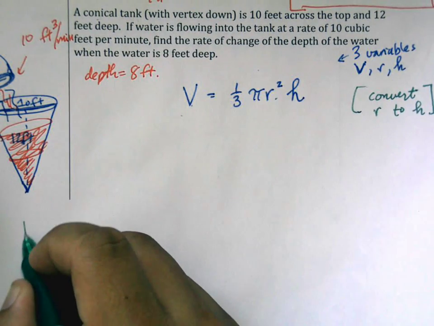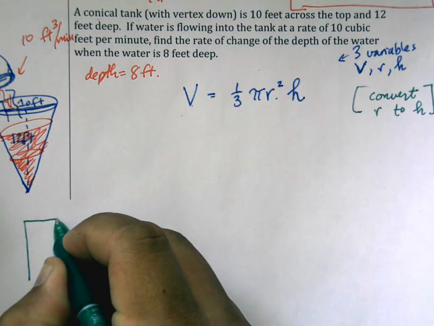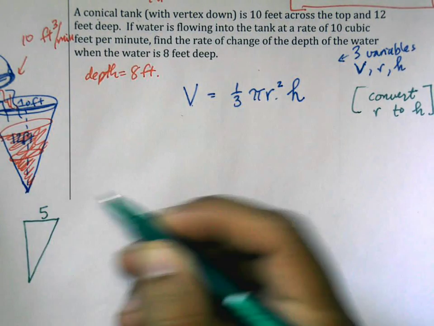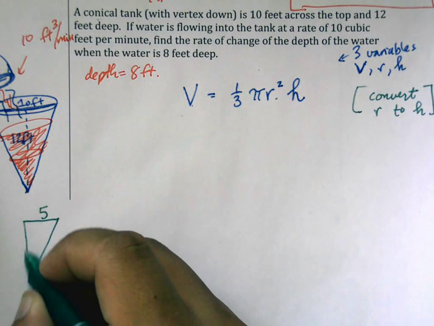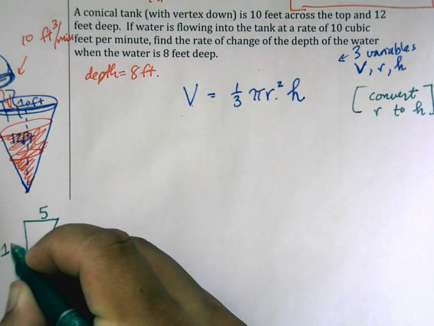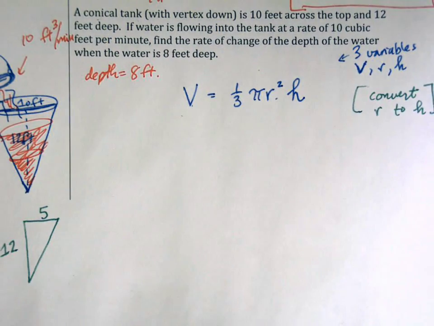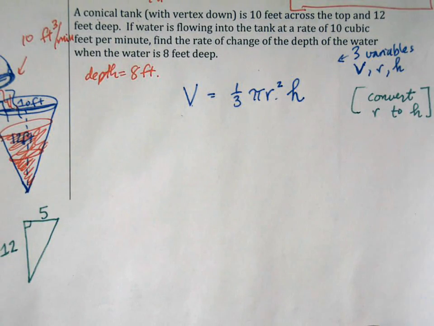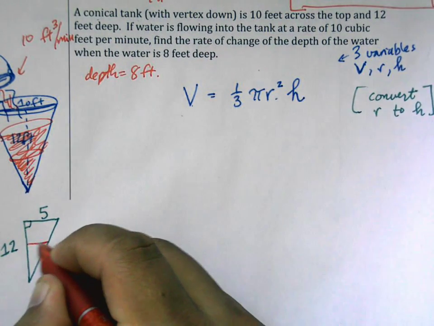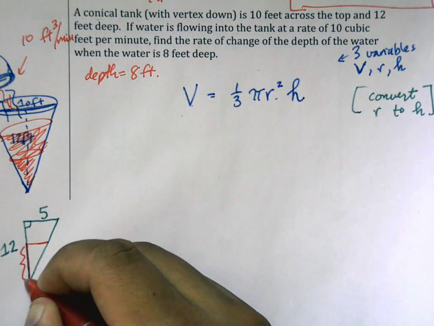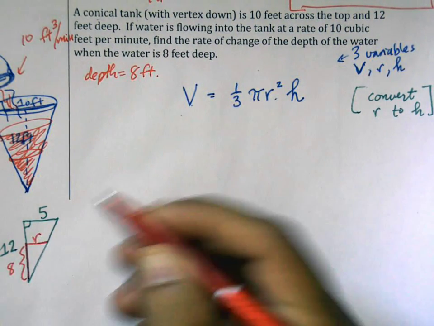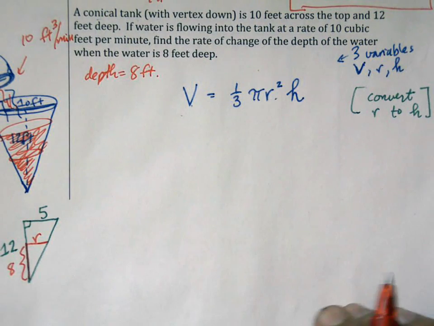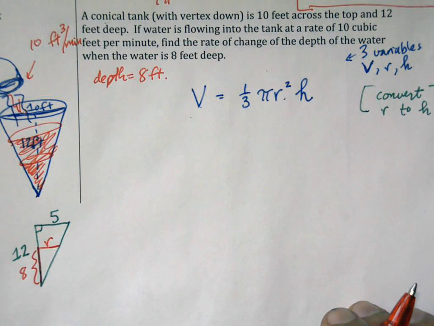So let's take a look at this picture. All the way across the top is 10, so that means the radius is 5. The entire height of the cone is 12, and this is a right cone. So the question is, at the moment that the height is 8, what's R? That's what we want to solve for, so that we'll be able to simplify this problem.